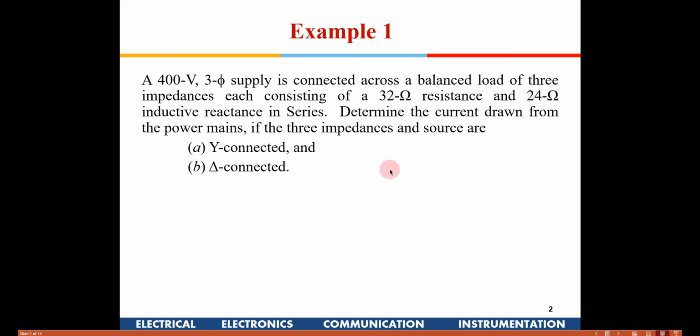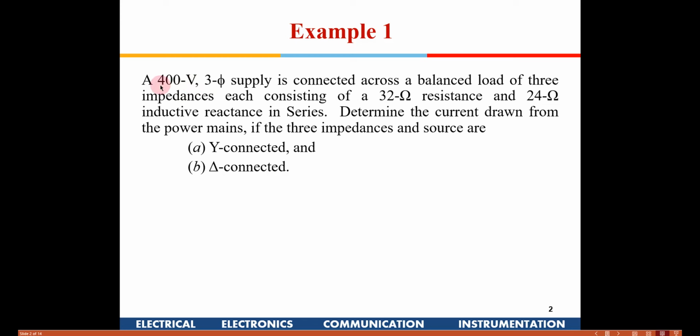So the first problem is: a 400 volt three-phase supply is connected across a balanced load of 3 impedances, each consisting of a 32 ohm resistance and 24 ohm inductive reactance in series. Determine the current drawn from the power mains if the 3 impedances and source are Y connected. Now the source is Y connected for the first case, and the load is also Y connected.